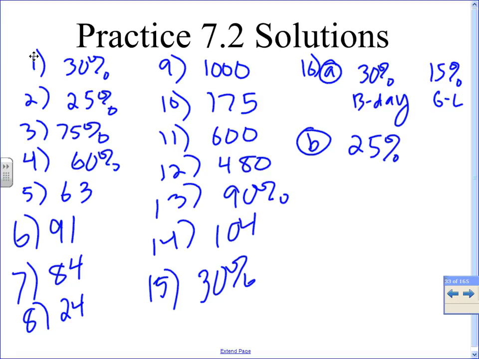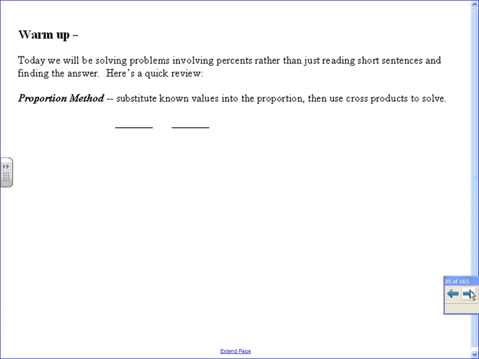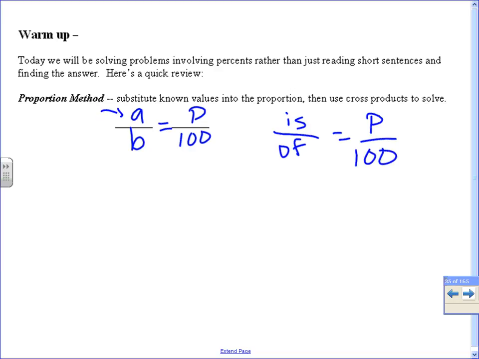Okay, thank you. All right, so let's take out your notes. And I'm going to do something a little bit differently today. Okay, open your notes to page 10. Okay, page 10, at the top, do you see where it says the proportion method again? I want everyone to write down A over B equals P over 100, or is over of equals P over 100. A is the part, B is the whole. Charles.